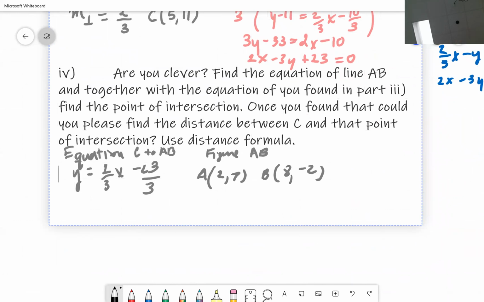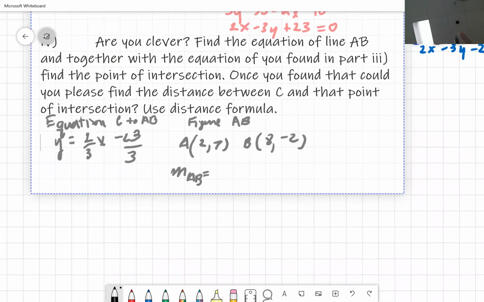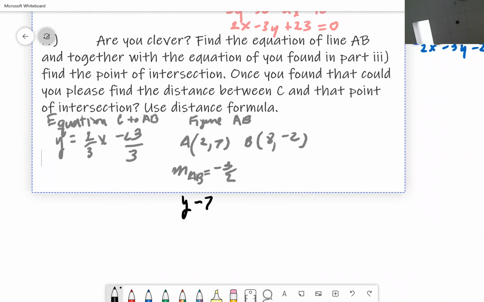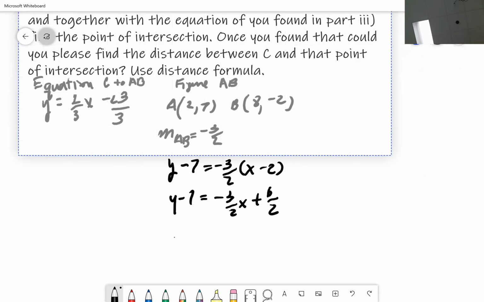So the first thing is do that equation. Let me do it quickly. Obviously the slope here, MAB, I think we already figured that out. It was -3/2. And then I'm going to go ahead and go y minus 7 equals -3/2 times x minus 2. So y minus 7 equals -3/2 x plus 6/2. That's not bad numbers at all. Y minus 7 equals -3/2 x plus 3.